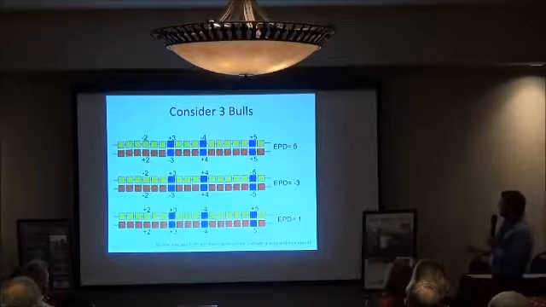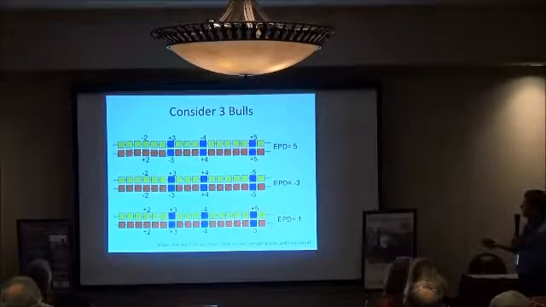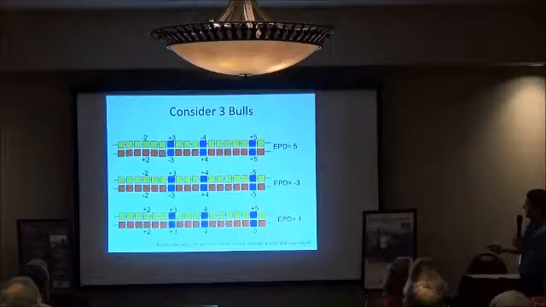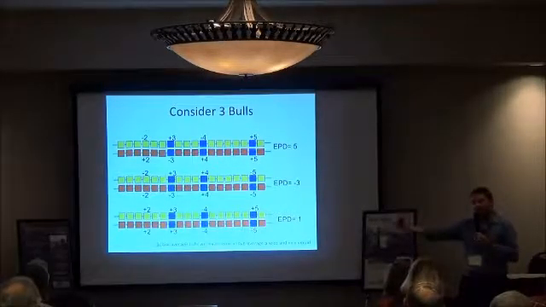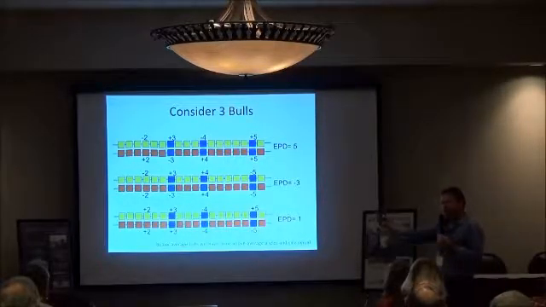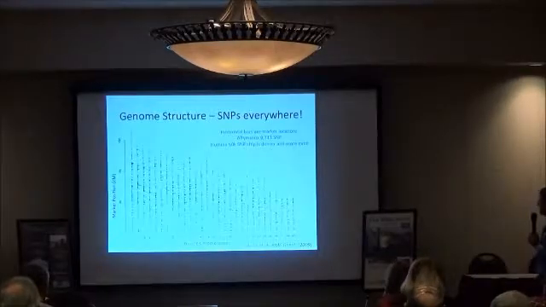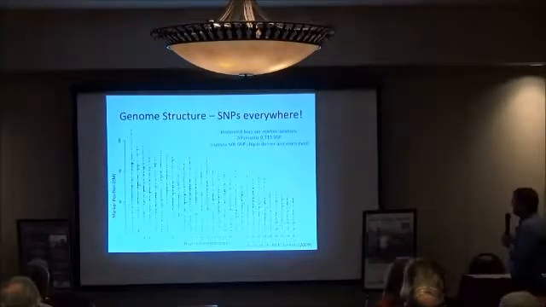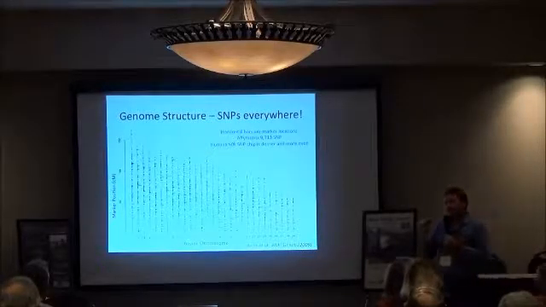And one of the things you'll notice is the bull with the biggest EPD here, 5, still has some negative variants. And an EPD of -3, the worst bull here, has some +1s. And that's why an average bull can produce an occasional amazing offspring, and amazing bulls can produce some very poor offspring. Okay, so SNPs.